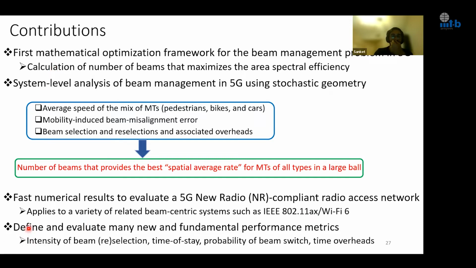Then we also define and evaluate many new and fundamental performance metrics, such as the intensity of beam reselection, and then the time of stay, like how long the user stays within the beam, and then what is the probability of beam switch, meaning that because this directly affects the overheads.